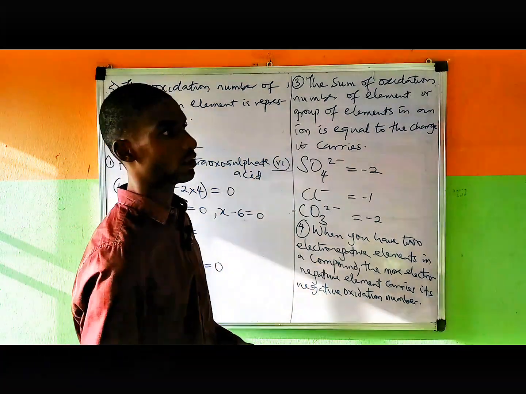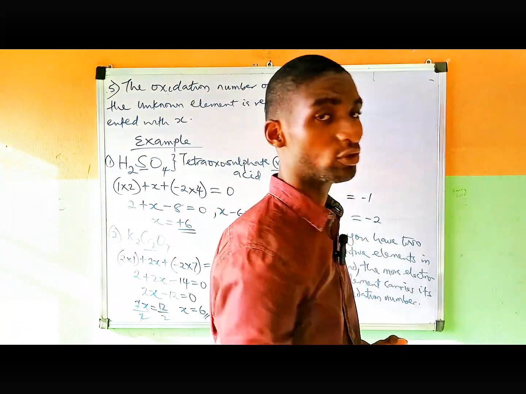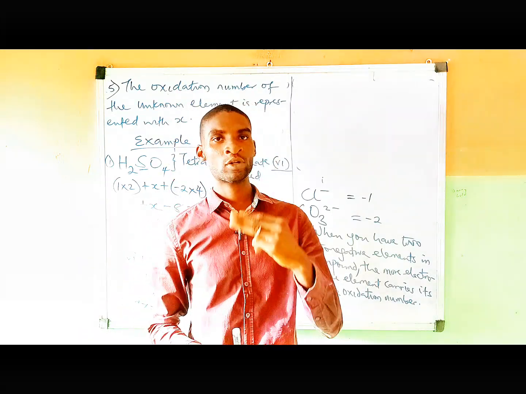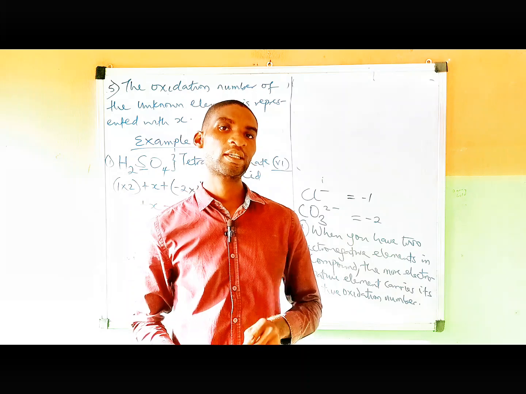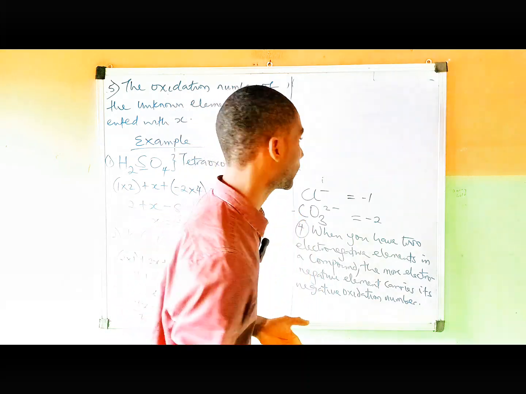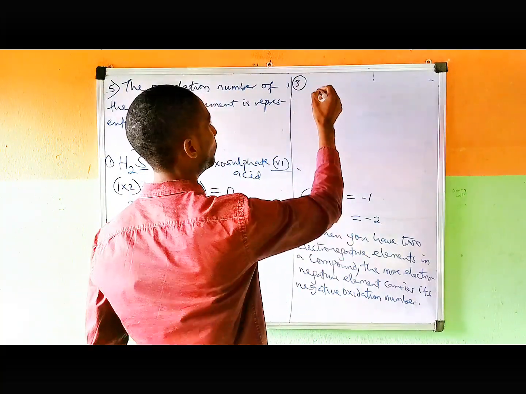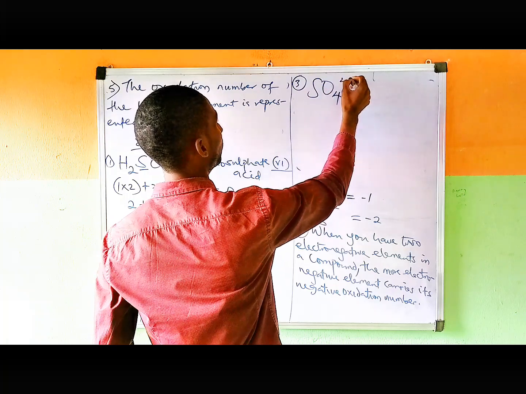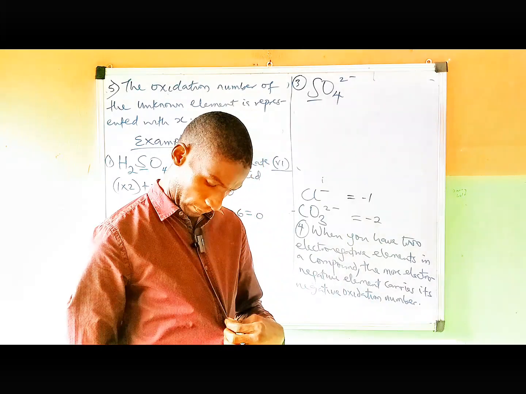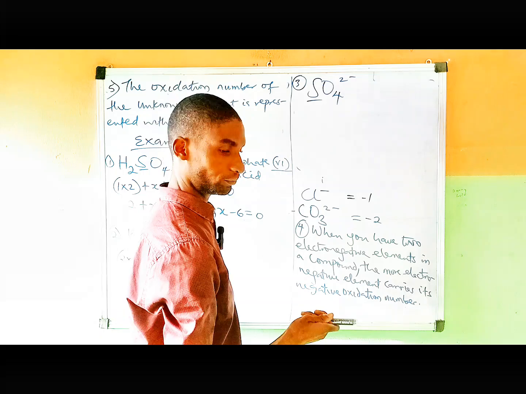Now let's pick one more example using an ion. After that, I'm going to give you 3 questions as your quiz. Once you have answered the questions, give me the answers in the comment section so I can be sure that you understood the topic. So let's look at the third one. If you are asked to find the oxidation number of sulfur in SO4 2 minus.